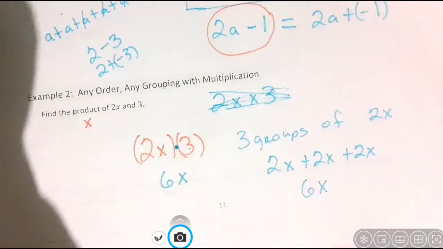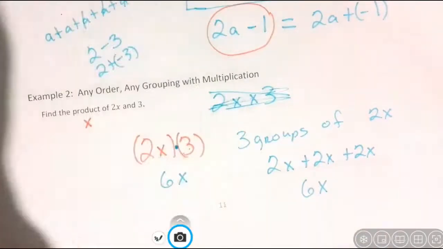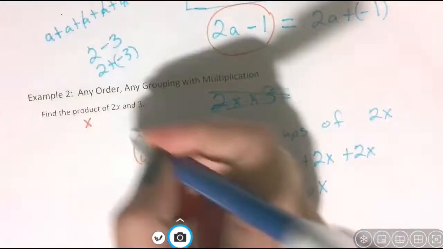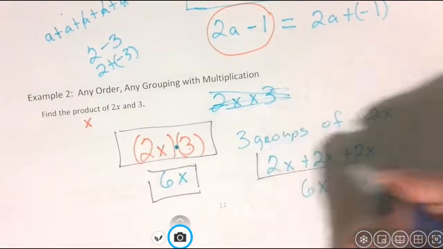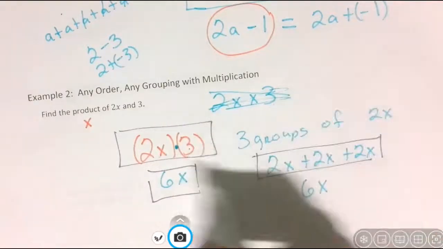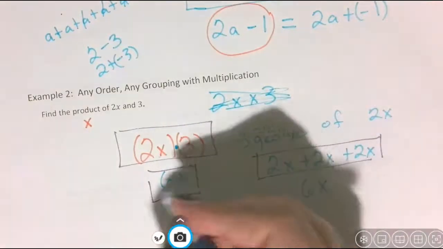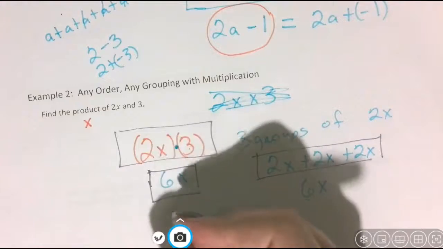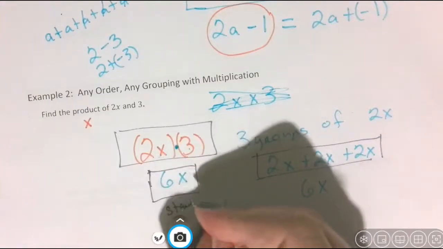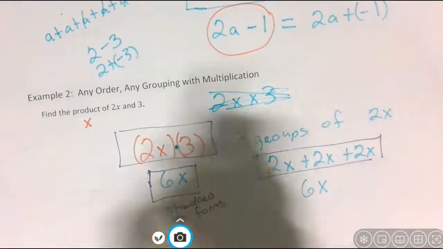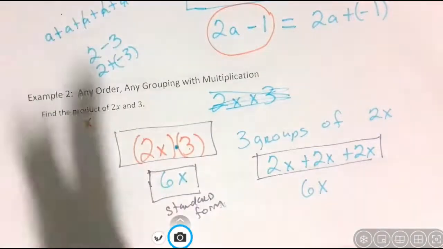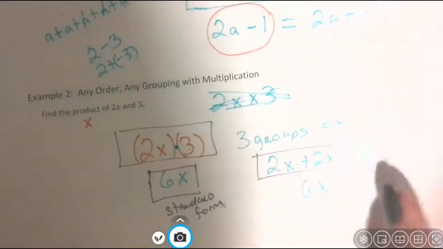So again, we have many different equivalent expressions. This is an expression, this is an expression, this is an expression. These are all equal to each other. This version here, 6x, is standard form. Some people might refer to it as simplified. Standard form is the correct math term.